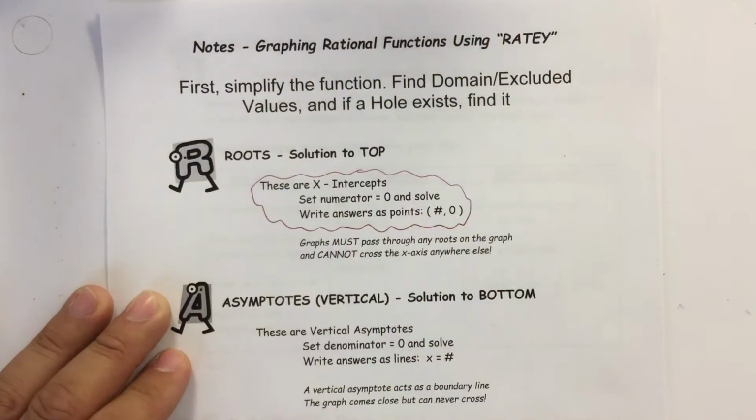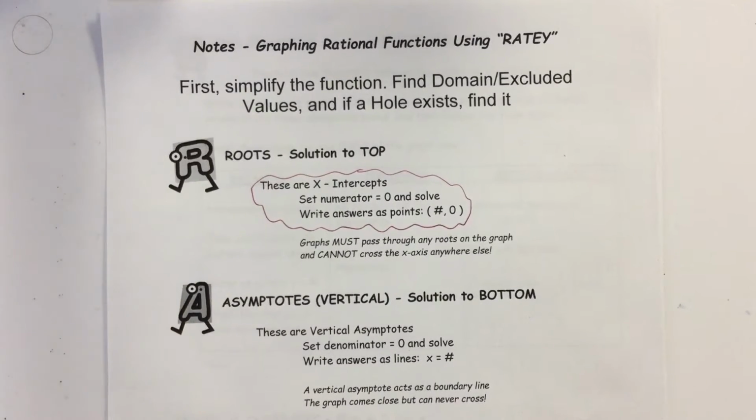The roots are your x-intercepts. Set the numerator equal to 0 and solve. You may have to factor it, or maybe use the quadratic formula, but you set it equal to 0 and solve. If you have a number at the top and no variable, there are no x-intercepts.